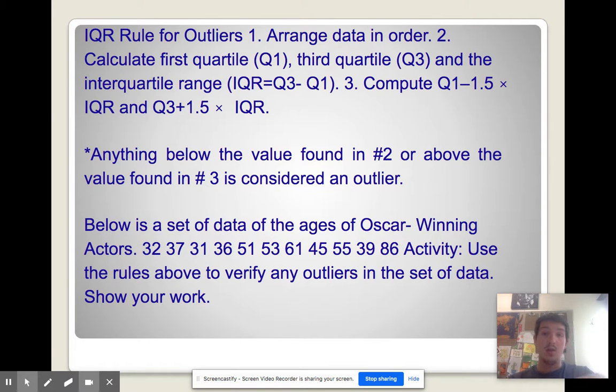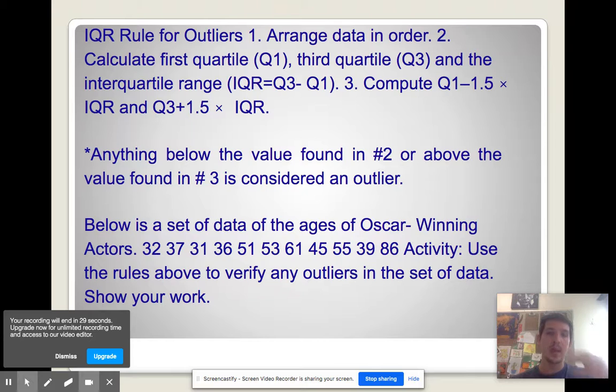Once you have that, you're going to compute. So you're going to take quartile 1, the smaller number, and subtract 1.5 times your interquartile range from it. For quartile 3, you're adding 1.5 times your interquartile range. That is how you find outliers. So anything below the value found in number 2 or above the value found in number 3 is considered an outlier. Okay, I want you to go ahead and figure out the bottom question here, and then you can do the rest of the problems on your own.